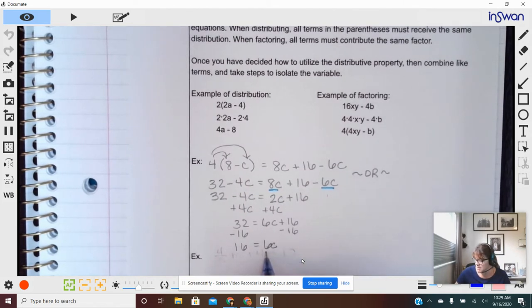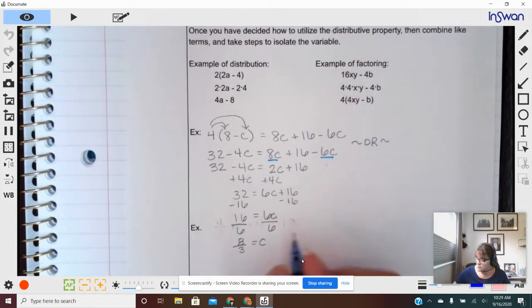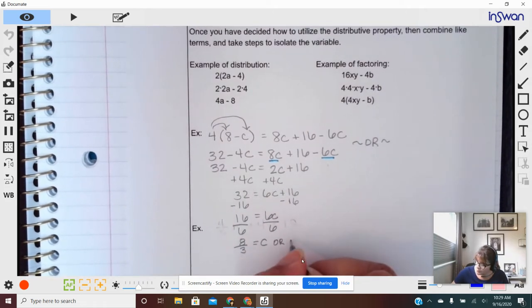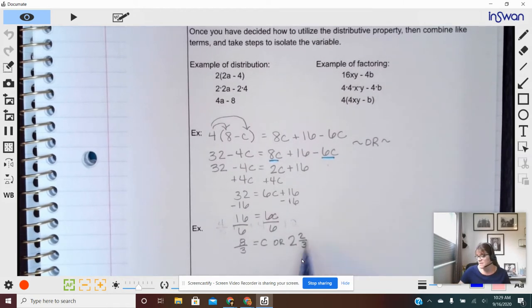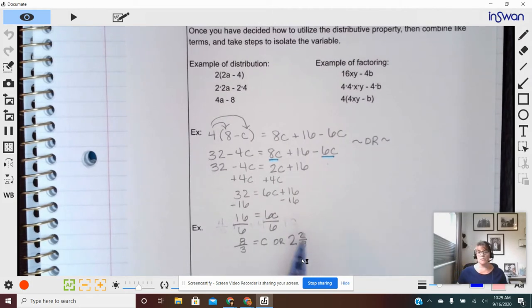6 is being multiplied to C. The inverse operation is to divide by 6. So C has a value of 8/3, or that could be 2 2/3. I do not like the decimal equivalent of this because it is an estimation. It repeats. So the fraction and the mixed number are better answers for this.